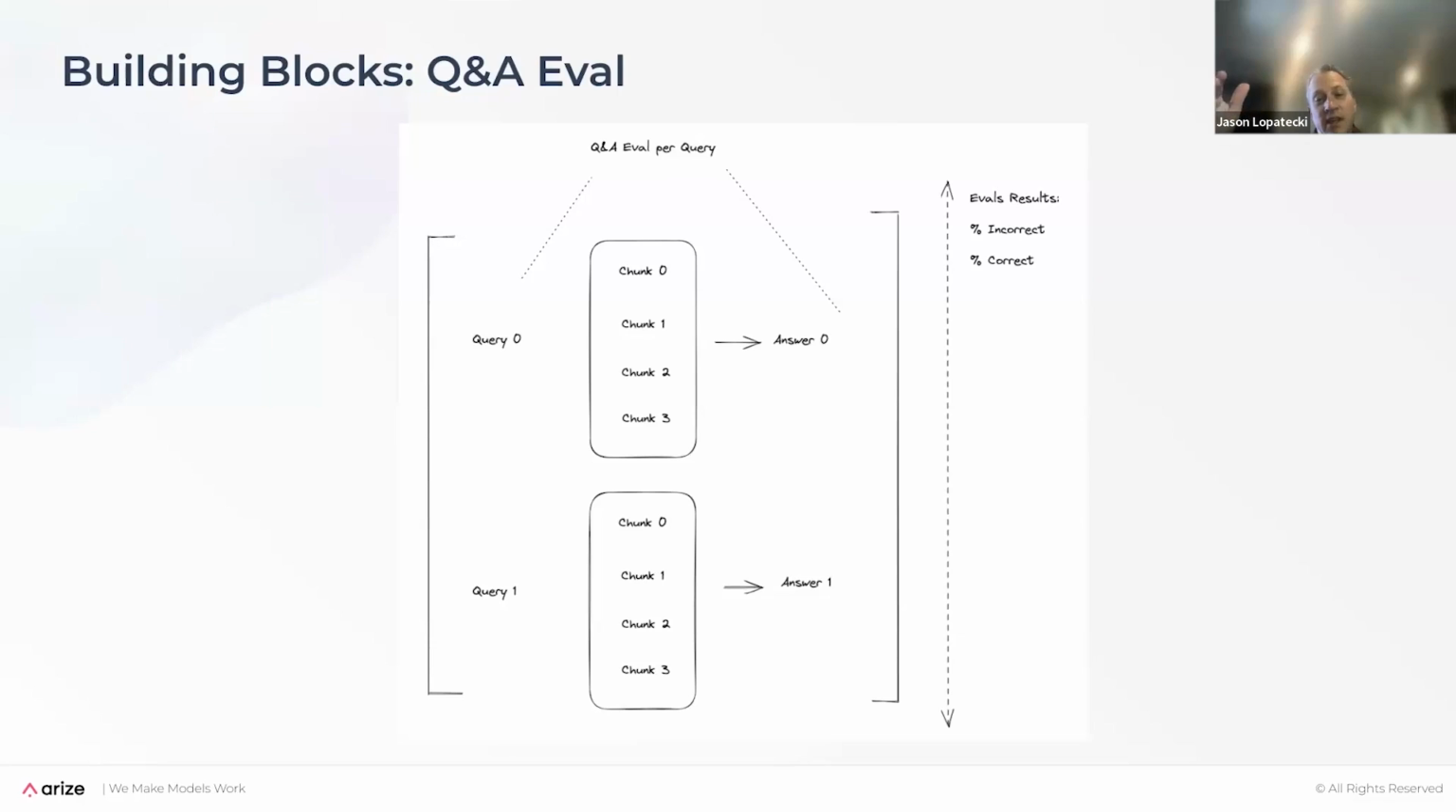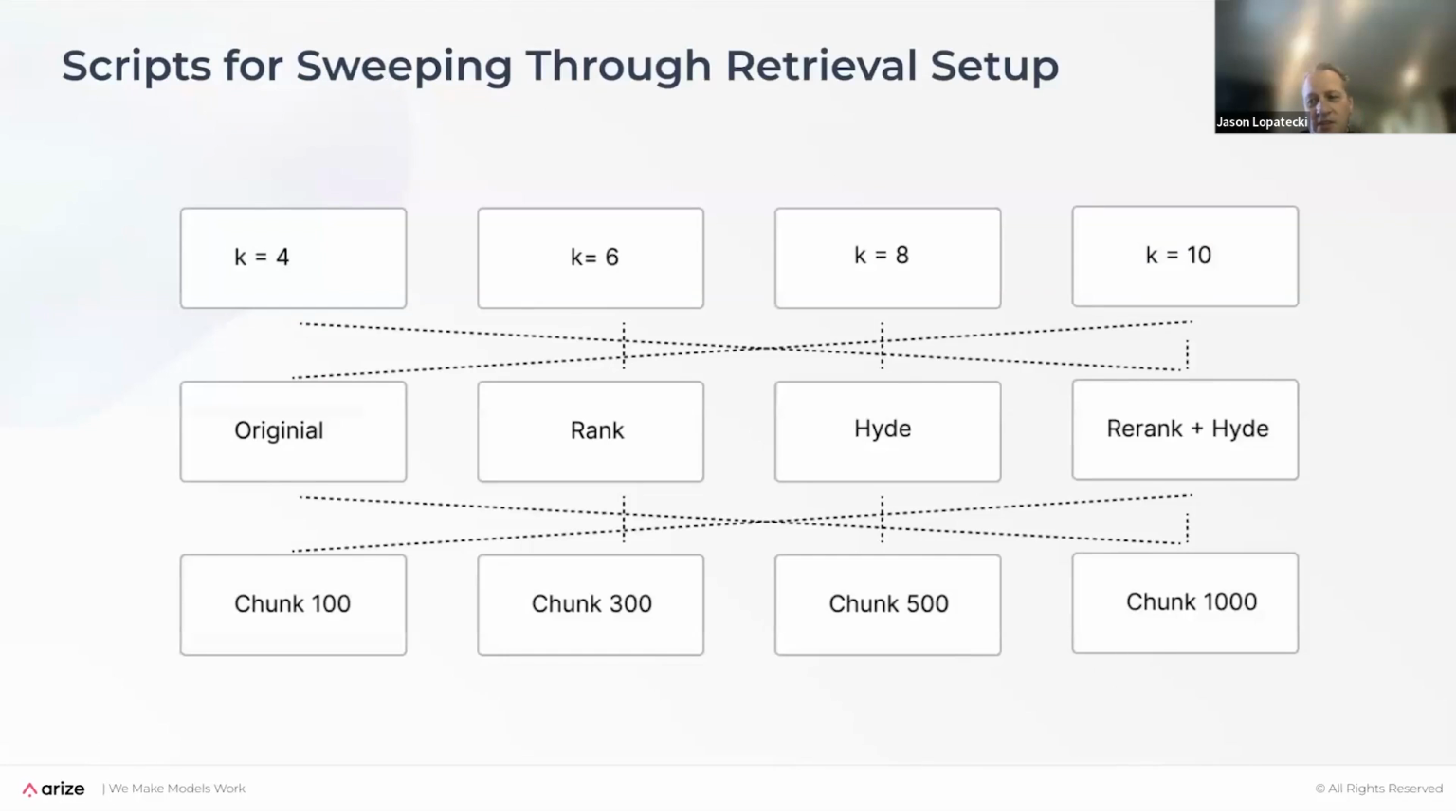The good news is the results we've seen are correlated. Good retrieval drives good precision at K, or good MRR drives good Q&A. I can say for sure those two are correlated, but it doesn't mean they're exactly equal either. So the scripts we have allow you to point at your docs and sweep through different options.